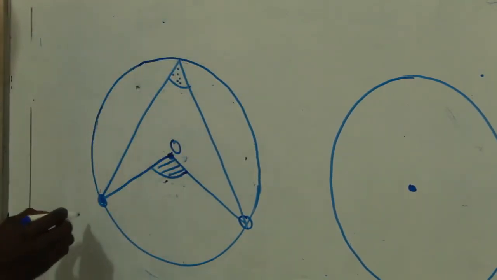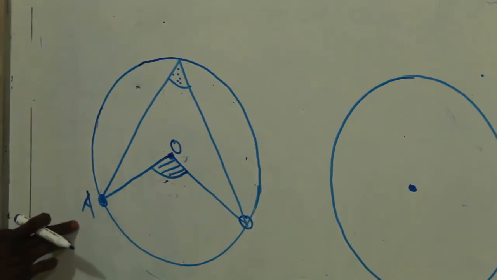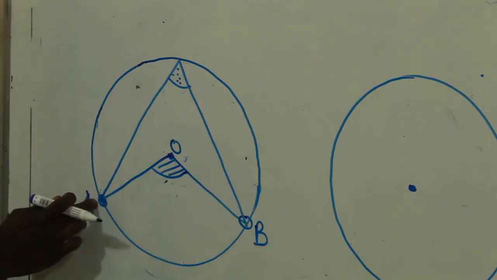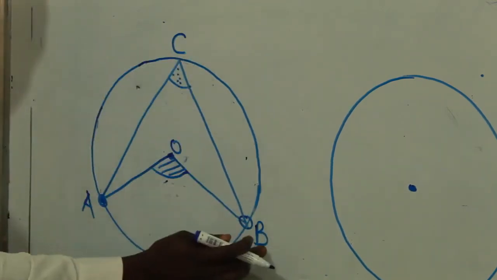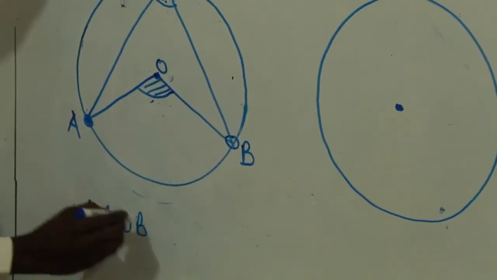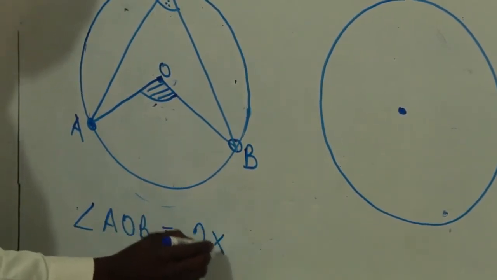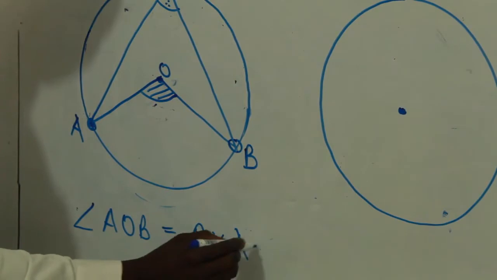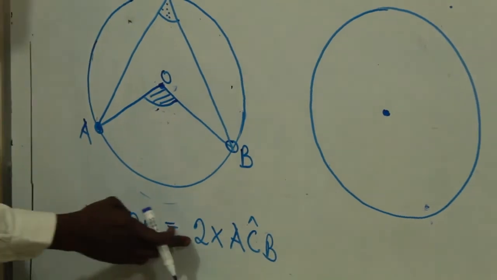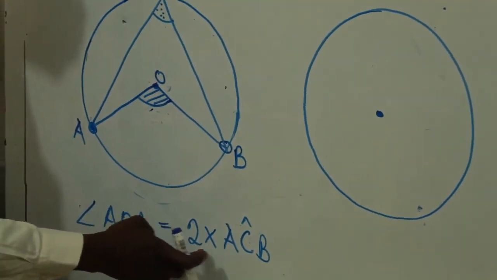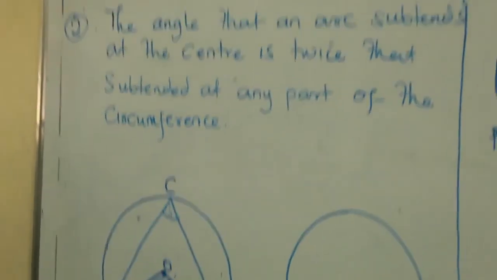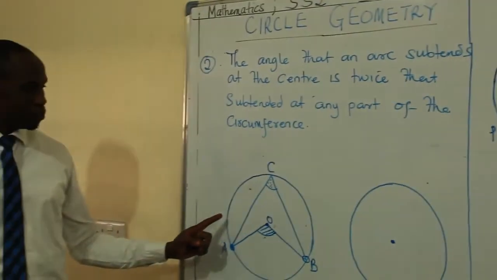So the theorem states that if I have here the letters A, O, and B, and I have this other side lettered as A, C, and B, angle AOB is equal to 2 times angle ACB. Angle AOB is 2 times angle ACB. That is the second theorem.